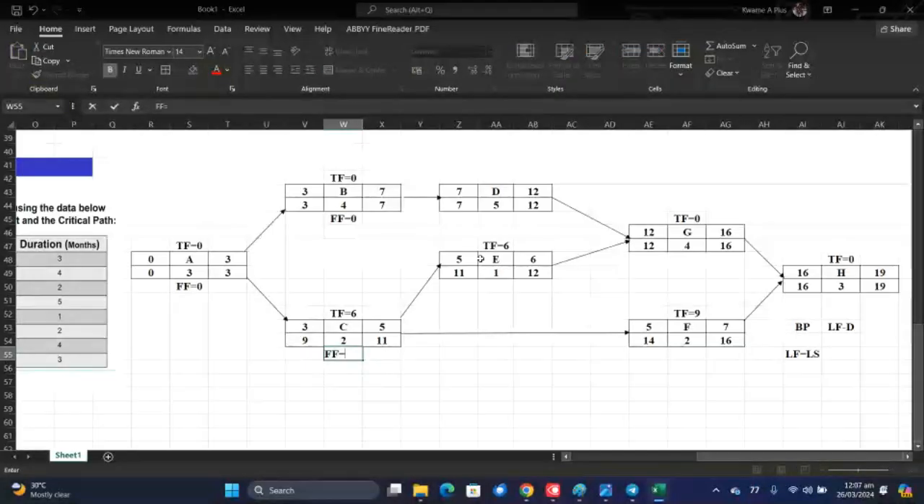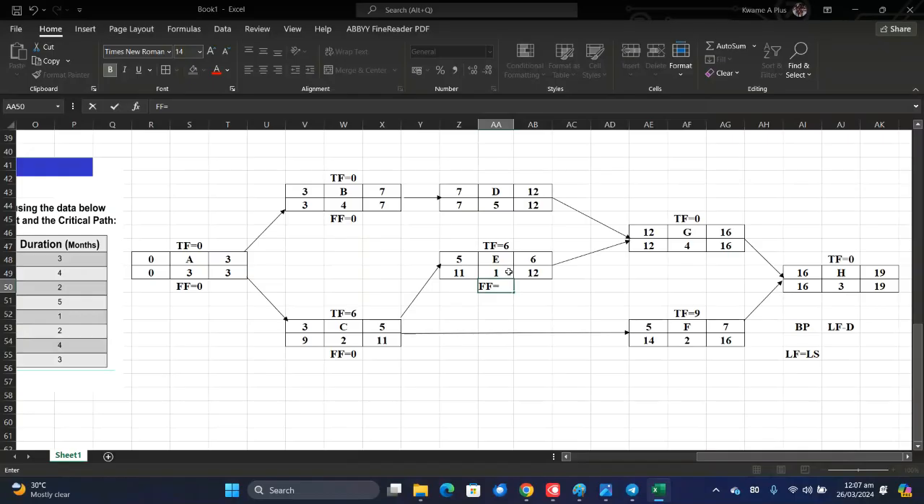All right, so free float for this, earliest start, yeah, the same thing. 5 minus 3 is 2, 2 minus 2 is 0. Free float of this: earliest start is 12 and earliest start is 5. 12 minus 5 is 7, 7 minus 1 is 6. So you see, free float is equal to total float, as I said.